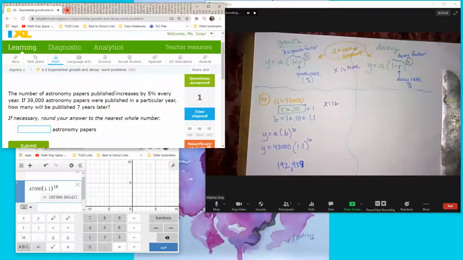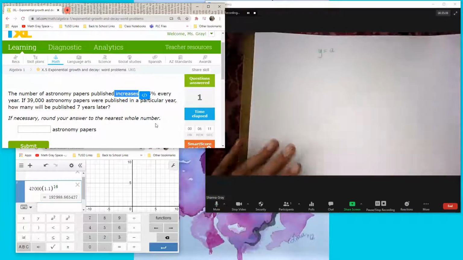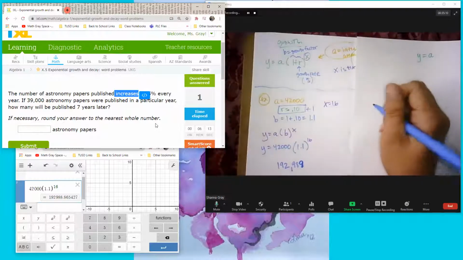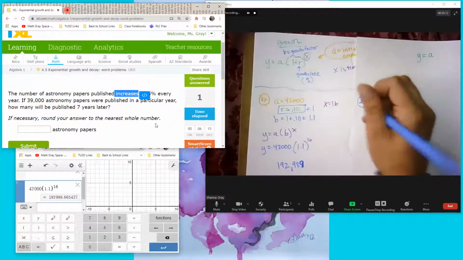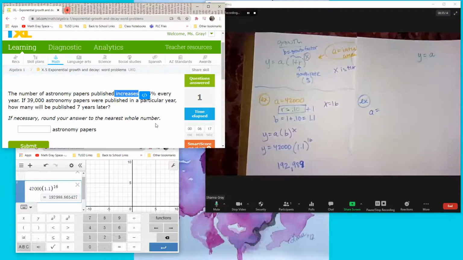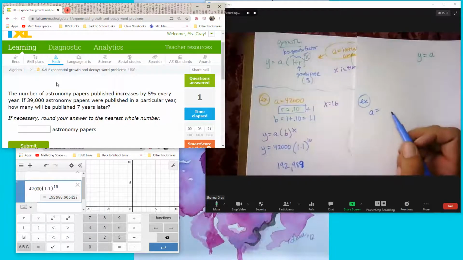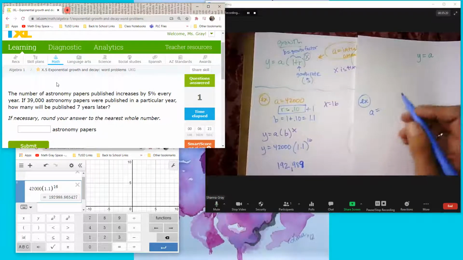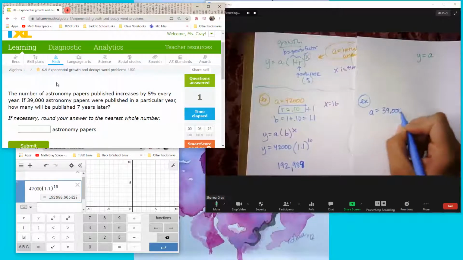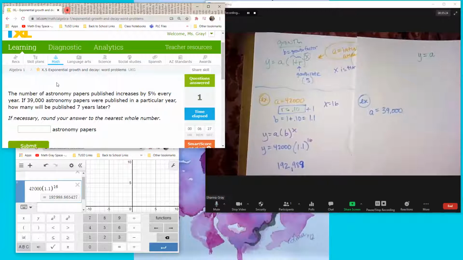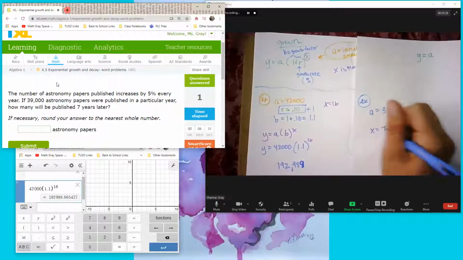So this also increases. This one is also a growth problem, so let's do another one of these. Example, A equals 39,000. It says it starts with 39,000, and then how much will be published 7 years later? So I want to know when x equals 7.